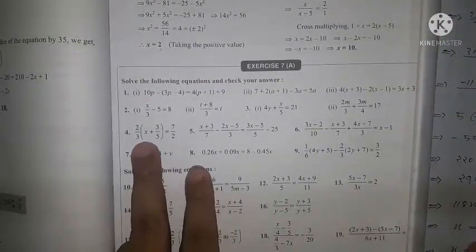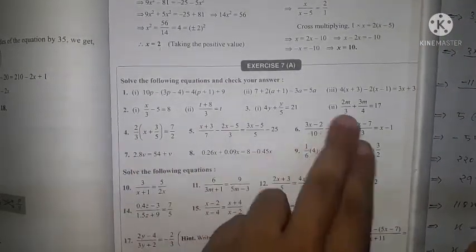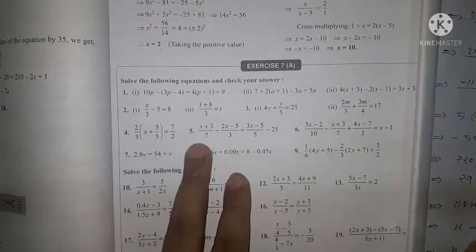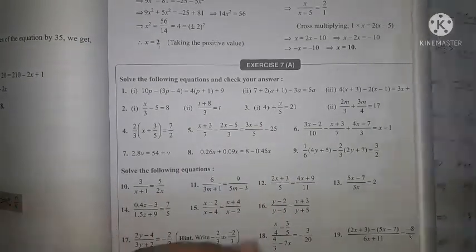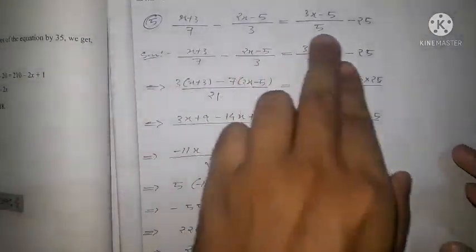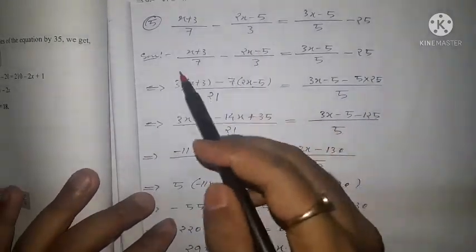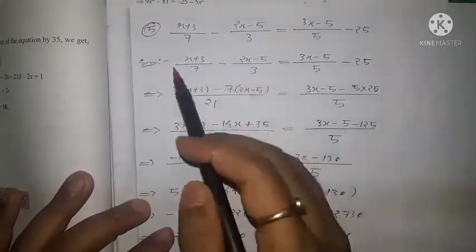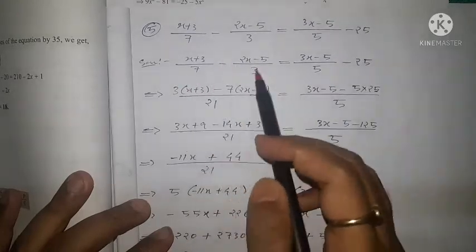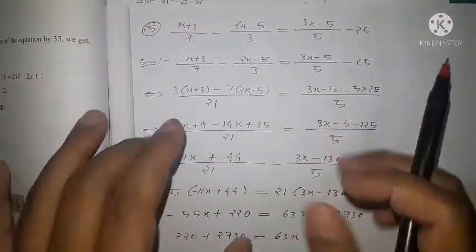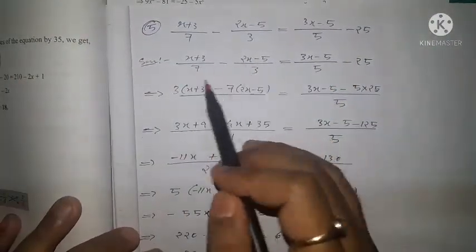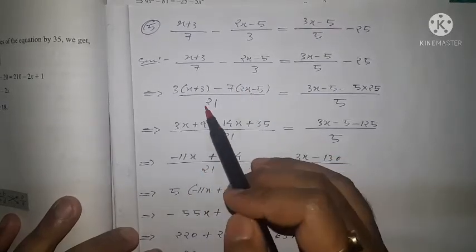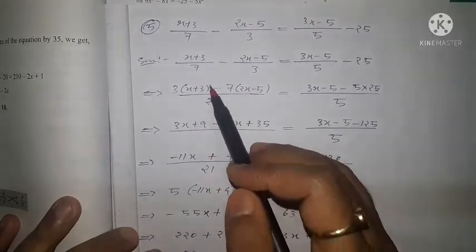So question number 4 is a little bit similar to the earlier questions. So let's move to question number 5. This is the question given. Here, let's take the LCM on both the sides. We do it separately. The LCM of 7 and 3 is 21. If we divide 21 by 7, it is 3.